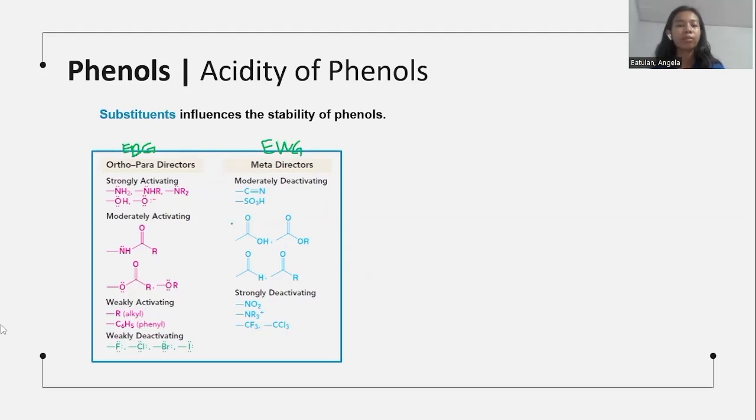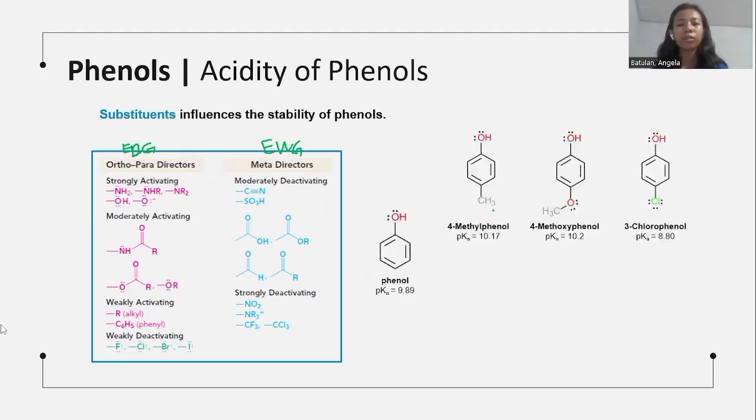Dinedeactivate nila yung ring towards that reaction. So for example, dito meron tayong methyl group, may methoxide tayo, tapos may chloride. They are all examples of EDG, electron donating groups.